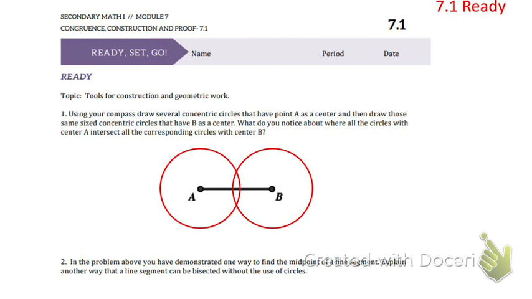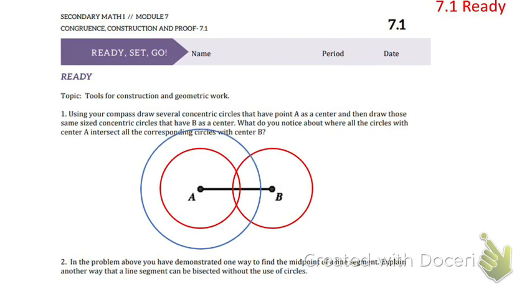Okay, we're going to change the compass now. We're going to take the compass and either make it bigger or make it smaller. Change the radius. We're going to go back to A, and I'm going to draw a bigger circle this time. Okay, it doesn't have to be bigger, it could be smaller, but let's just go bigger. So open up the compass a little bit, put the point on A, and draw another circle.